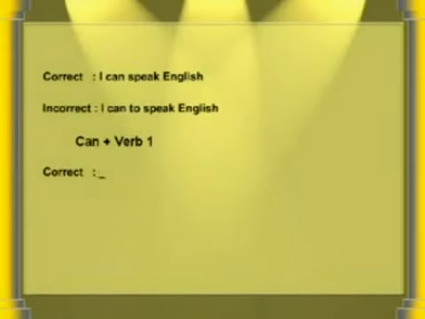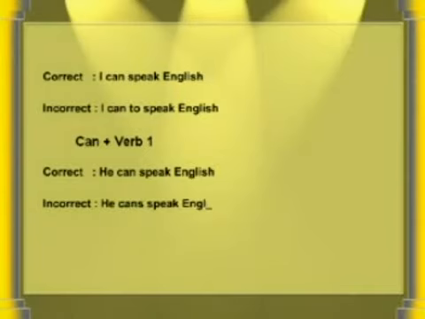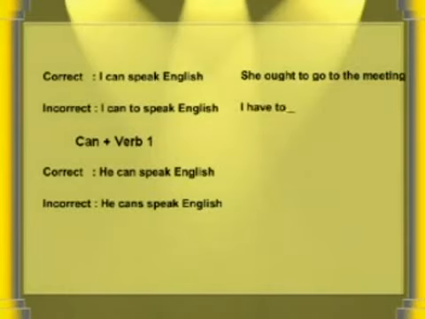Modals do not take a final S, even when the subject is he, she, or it. For example, he can speak English, not he cans speak English. The only exception is ought and have, which are followed by an infinitive, to plus the simple form of a verb. For example, she ought to go to the meeting. I have to study tonight.